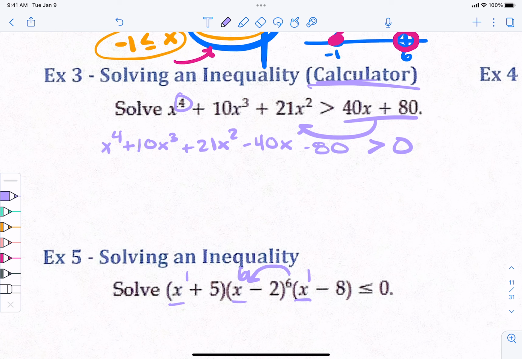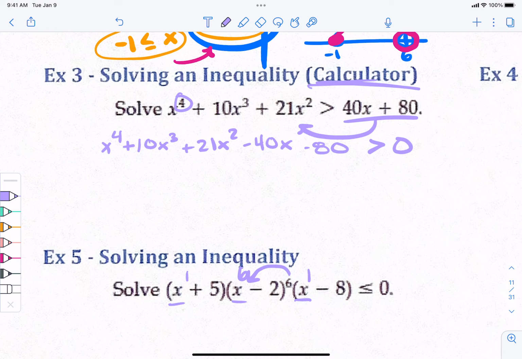plus 10, I gotta scroll down, 10x to the 3rd. Somebody check to make sure I'm typing this in correctly. Plus 21x squared minus 40x. What's the last term? Plus 80? Minus 80. Oh, shoot. Minus 80. Okay, now I'm going to graph it, and we'll see if we have to zoom out on our table. Yeah, because my graph's not going to show anything.